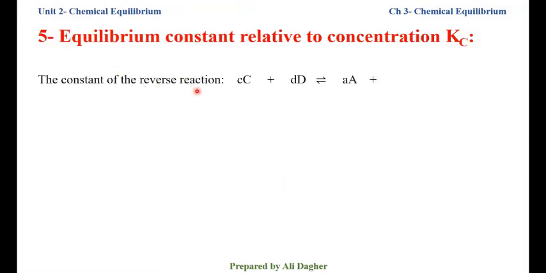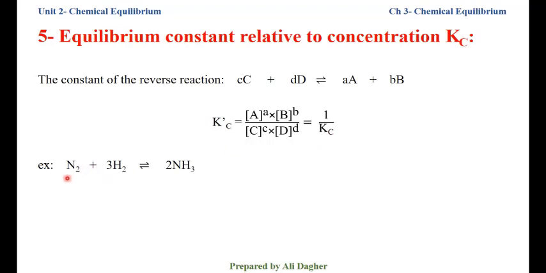Now, the constant of the reverse reaction, if the products are now the reactants, this is the reverse reaction: the constant K prime c equals, now A and B are the products, the concentration of products over the concentration of reactants, each one raised to the power which is the stoichiometric coefficient of the balanced equation. This expression is 1 over Kc, so K prime c equals 1 over Kc.